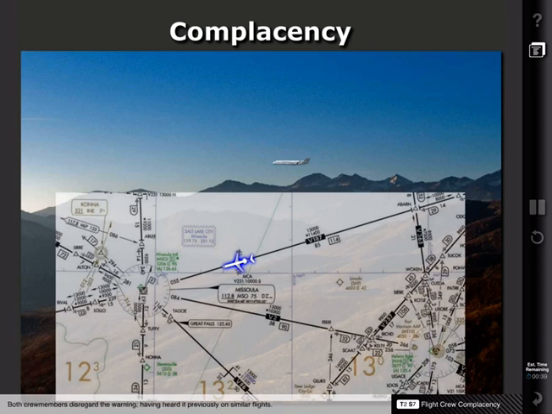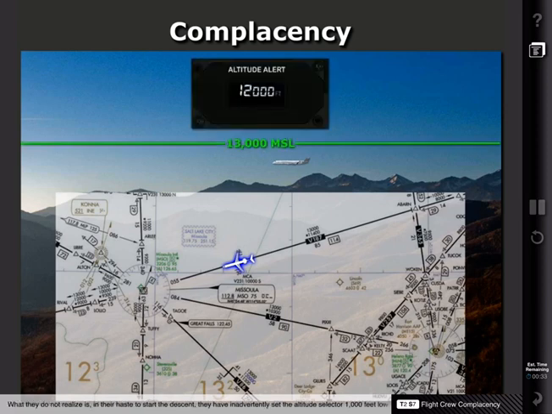Both crew members disregard the warning, having heard it previously on similar flights. What they do not realize is, in their haste to start the descent, they have inadvertently set the altitude selector 1,000 feet low.